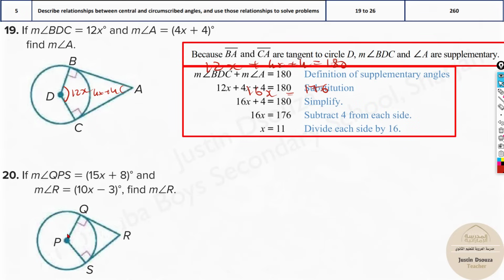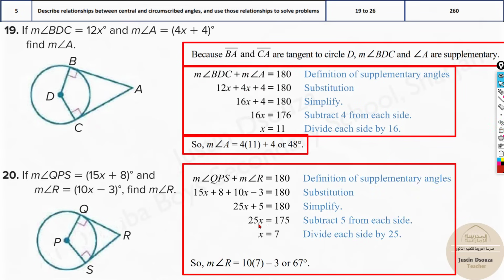Now what about this? The same thing. They have given you the angle P, that is 15x plus 8, and angle R is 10x minus 3. Add them up and they will be equal to 180 degrees. Okay, I forgot to tell you the measure of angle A is not found out. We just found out x. So x is 11. They have asked to find the measure of angle A. So put this 11 back over here. So it'll be 4 times 11 plus 4. 44 plus 4 is 48.